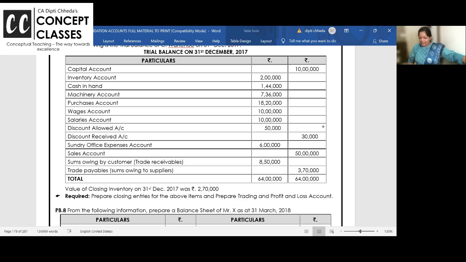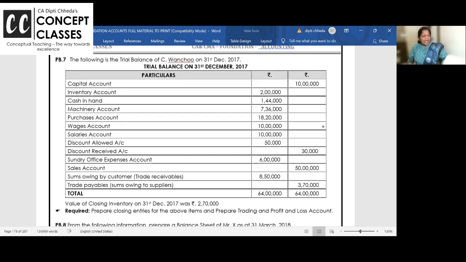I hope you all are getting what is the data. Trial balance is given to you. Did we also learn earlier how to prepare the trial balance? Yes. So after the trial balance, the next thing is the final accounts. So let us prepare the final accounts then.